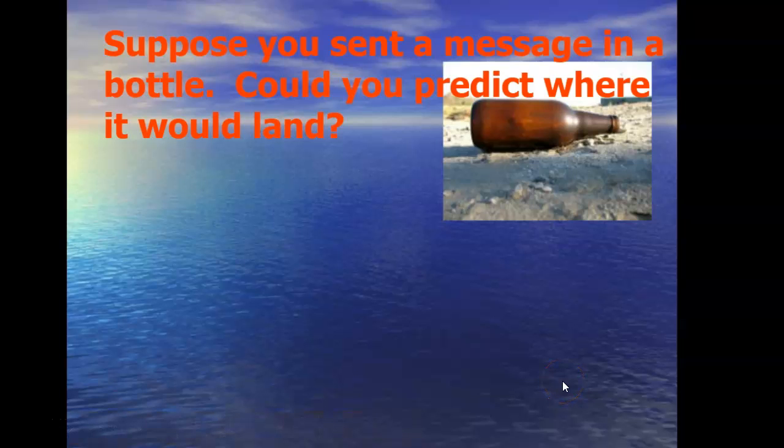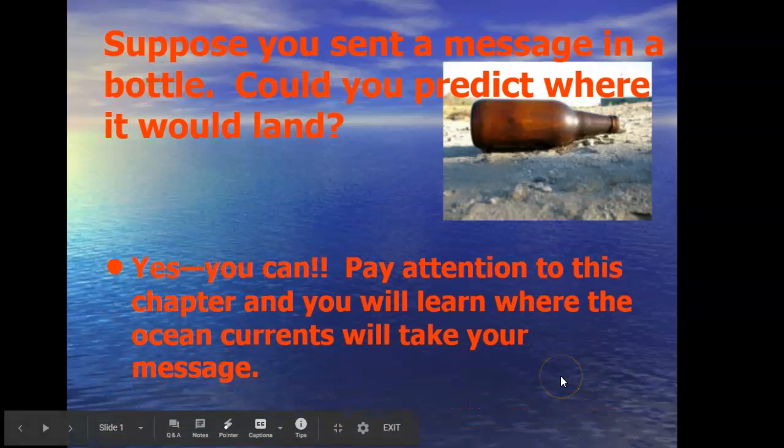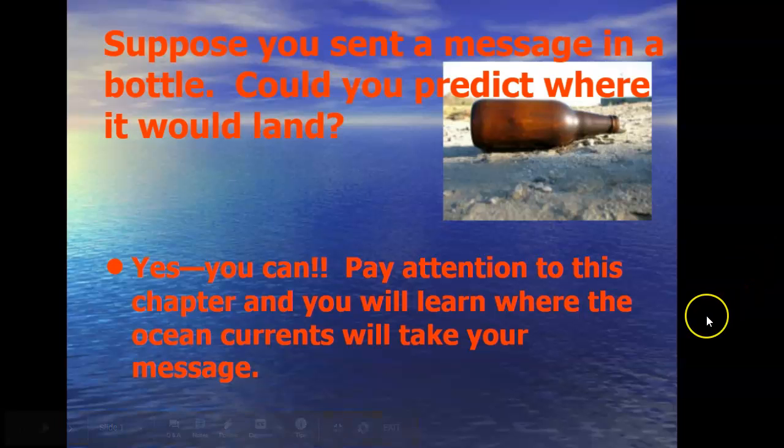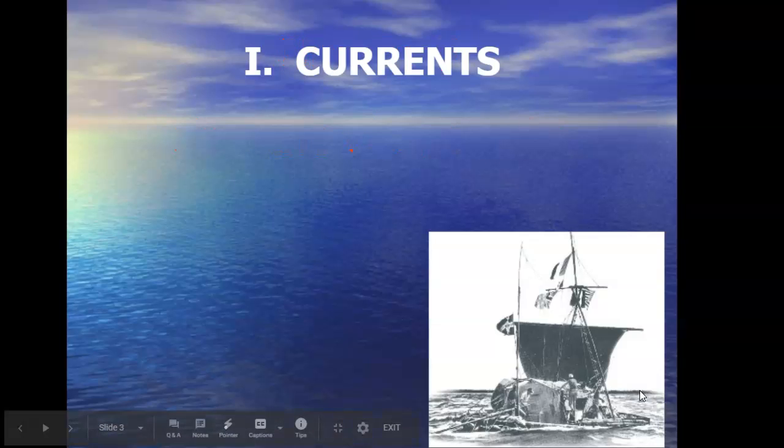So let's begin our discussion today on ocean currents and the notes that you've written in your journal. Suppose you sent a message in a bottle. Could you predict where it would land? Yes, you can make that prediction. Pay attention to this chapter and you will learn where the ocean currents will take your message. So Chapter 5, Ocean Currents.